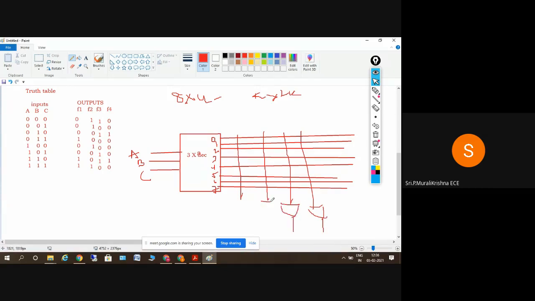So connections, I'll let you know. Based on the truth table, we have to draw the connections. Connections for F1: check F1 here. This is F1, this is F2, this is F3, and this is F4. F1 will have connections from 3, 6, and 7, so put a cross mark at 3, and this is 6, and this is 7. Okay, and for the next one, F2, it is 0, 1, and 4. So this is 0, 1, and this is 4.